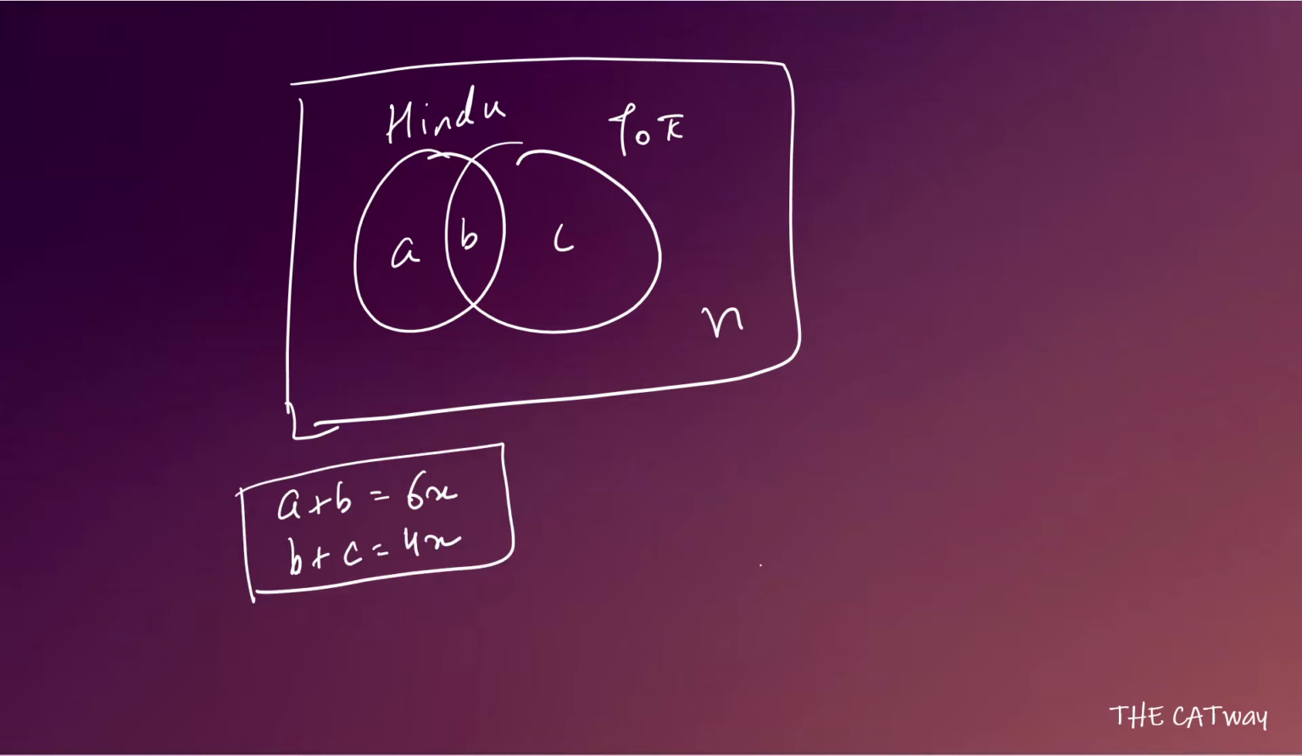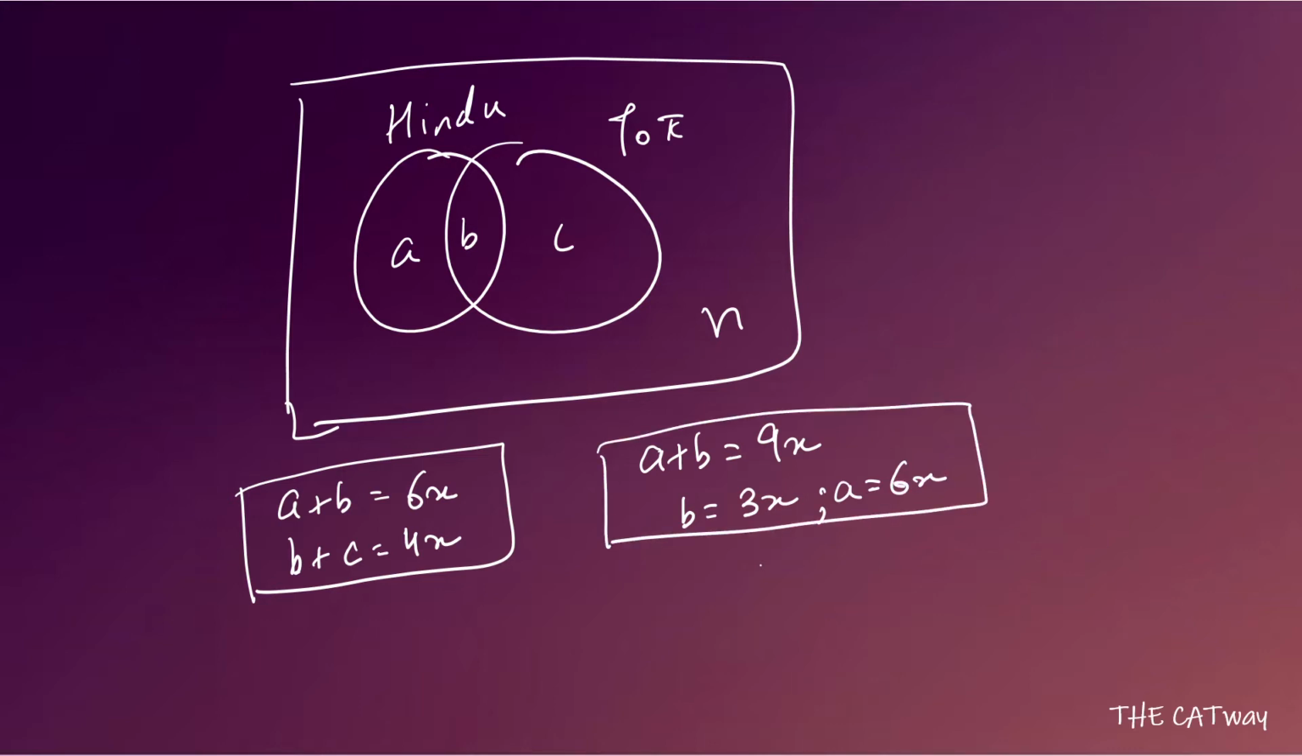The second equation which we have been given is that if the number of people reading the Hindu is 9x, that is, if A plus B is equal to 9x, then the number of people reading both of them is 3x. So that means B will be 3x. So from this we can conclude that A will be equal to 6x. So this will be the ratio, A will be 6x.